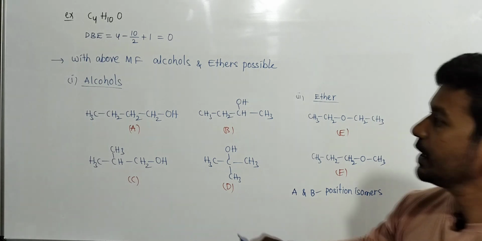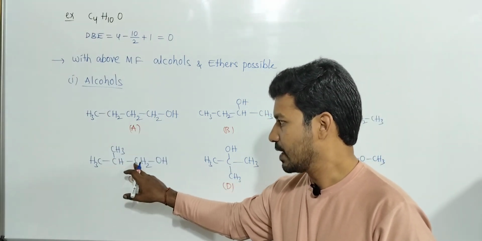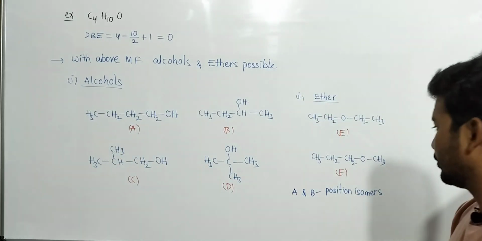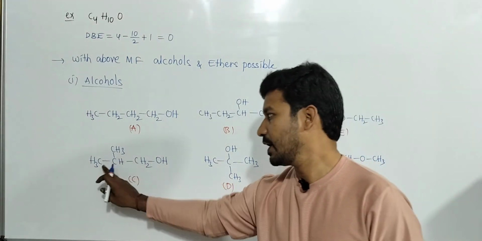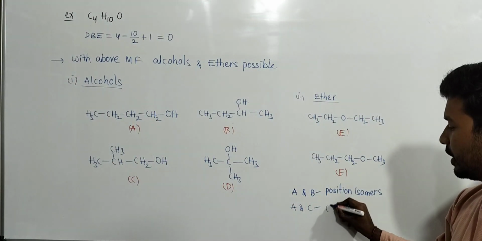Next, if you see A and C, the parent chain is 1, 2, 3 in one and 1, 2, 3, 4 in the other. So the chain is different. If the carbon chain is different, with 3 carbon atoms in one parent chain and 4 in the other, they are chain isomers.